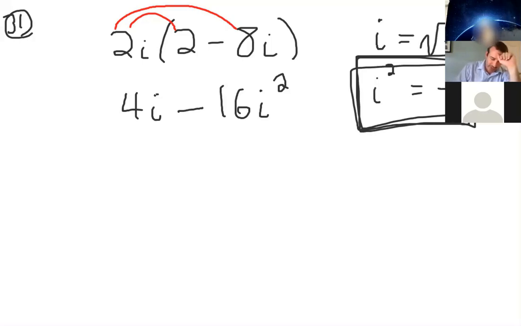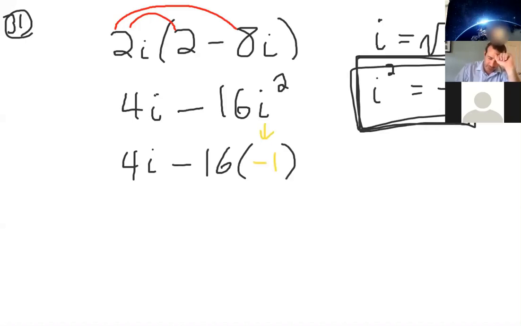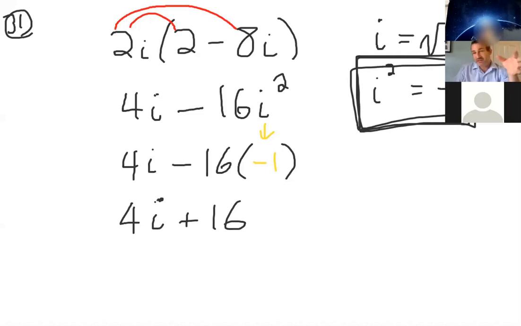So when I go back to my problem, I have 4i minus 16 times i squared. What's i squared? Negative 1. And now I have minus 16 times negative 1, that's plus 16. Okay, so I'm basically done, but remember, I have to put my answer back in that a plus bi format. So I have to put the 16 first, plus 4i.